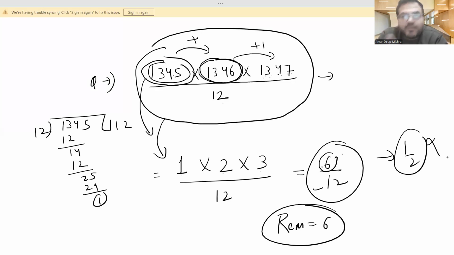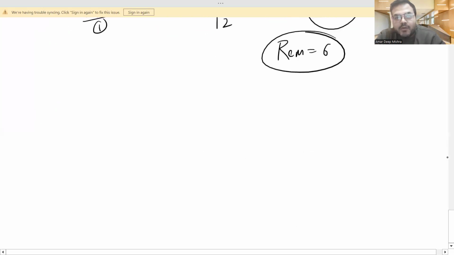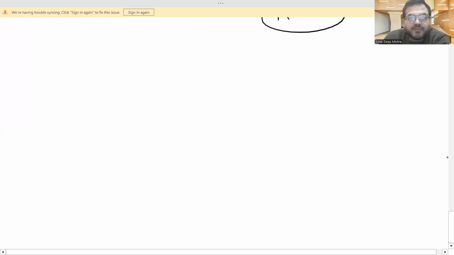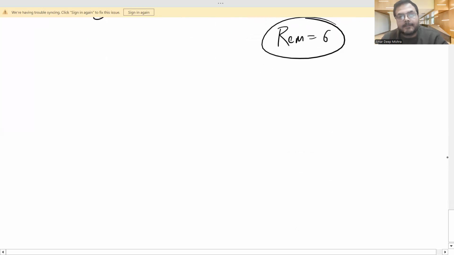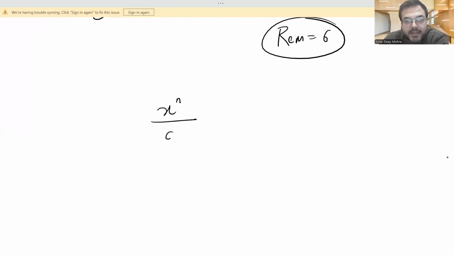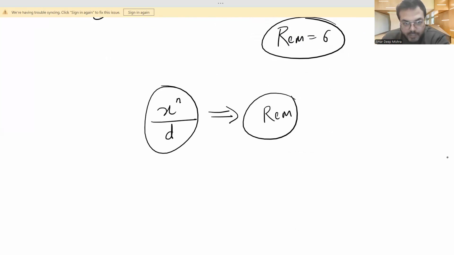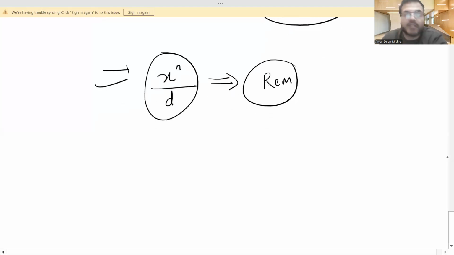So this is how we can solve such questions, right? Now, I'm going to talk about questions of this format. Let's say you have x to the power n and you're dividing the number by d. And then you have to find the value of the remainder. All right. Before I start discussing these types of questions, let me tell you one very important thing.